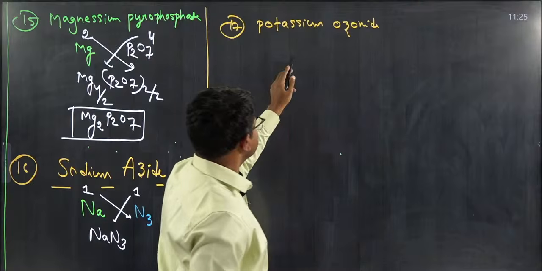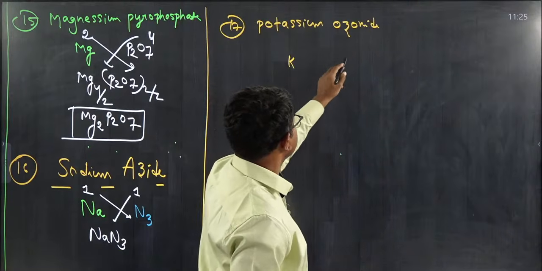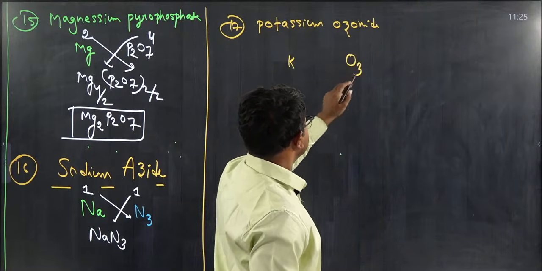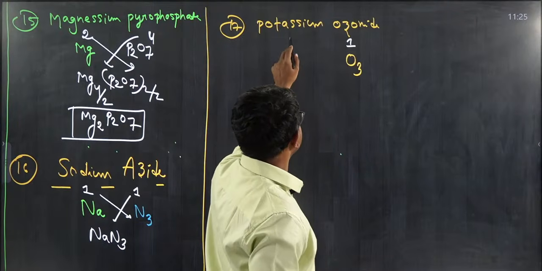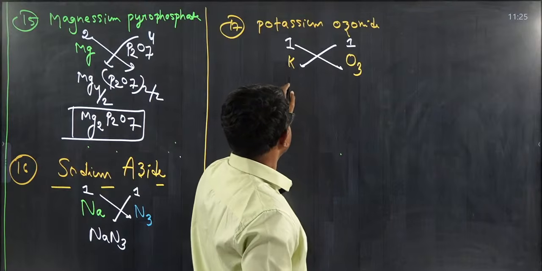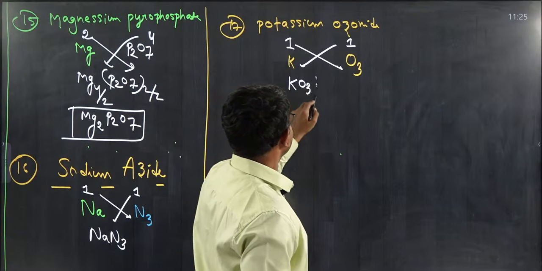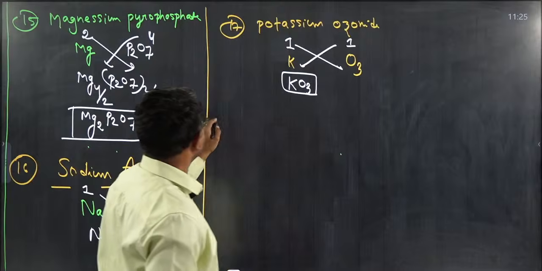As I have mentioned in yesterday's class, ozonide is represented with O3, and over here valency 1 and potassium valency is 1. Therefore, the symbol of potassium ozonide is KO3.